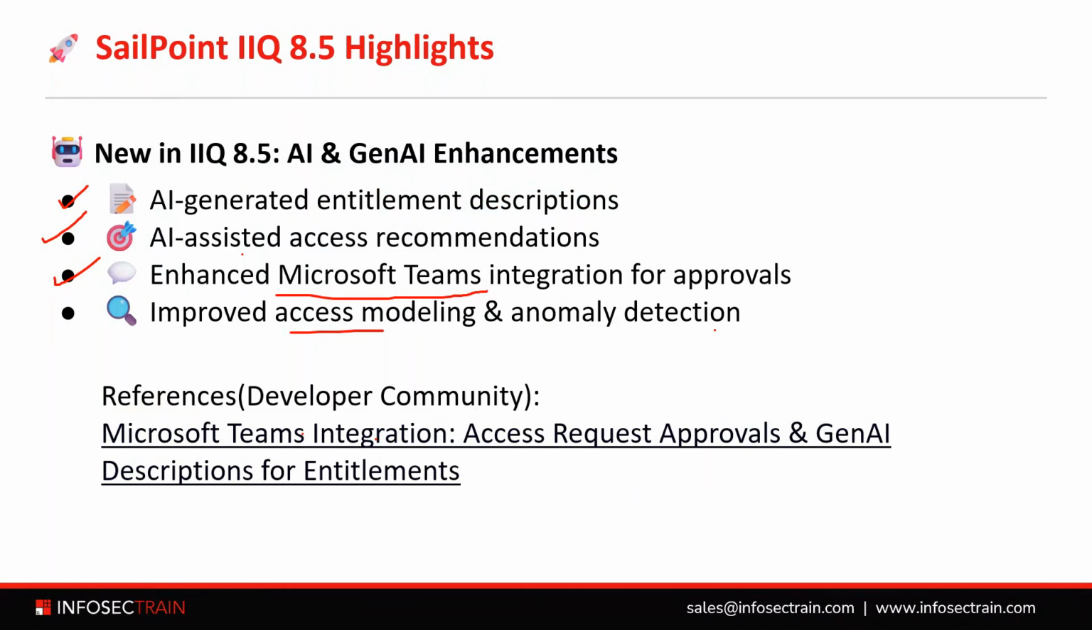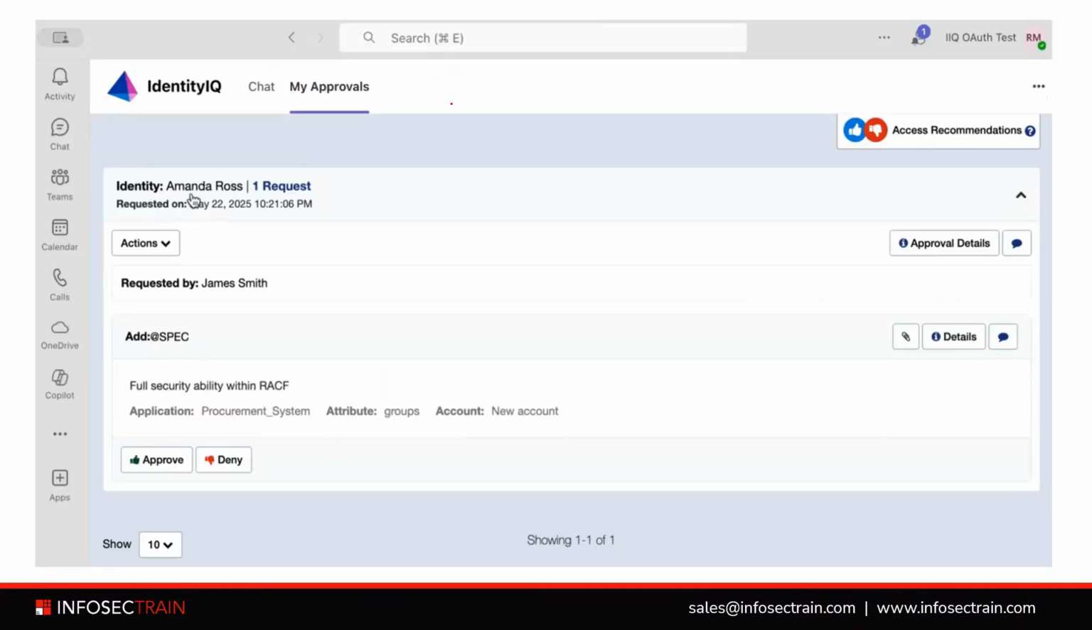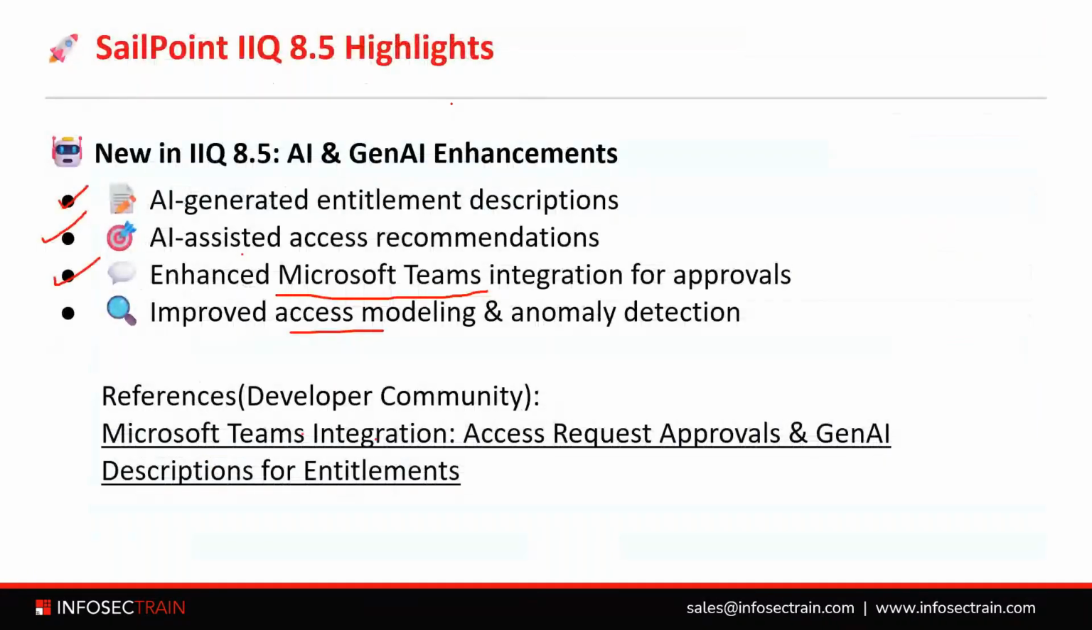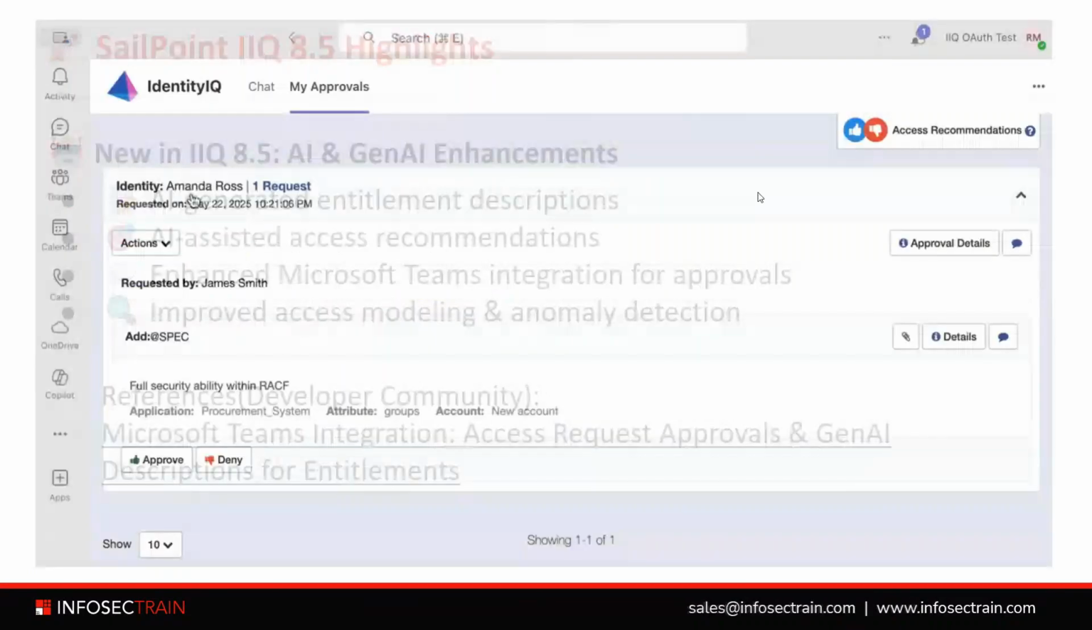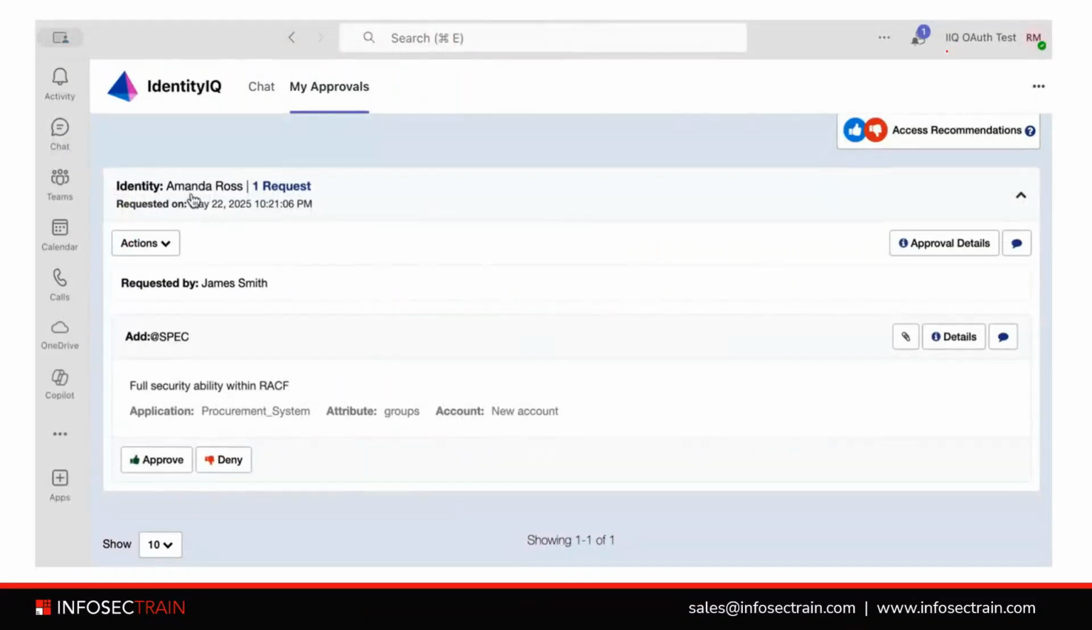All right, so these are some of the screen grabs I have with me, which I want to show you guys. Now you see this is Microsoft Teams, and there's a specific section for Identity IQ My Approvals. SailPoint can directly trigger your approval from Microsoft Teams. You can take any action you want, like approve or deny.